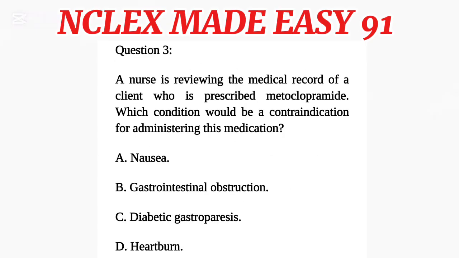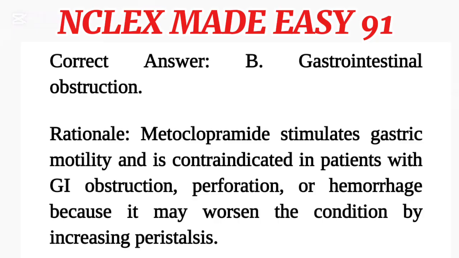Question 3. A nurse is reviewing the medical record of a client who is prescribed metoclopramide. Which condition would be a contraindication for administering this medication? A. Nausea. B. Gastrointestinal obstruction. C. Diabetic gastroparesis. D. Heartburn. Correct answer, B. Gastrointestinal obstruction.